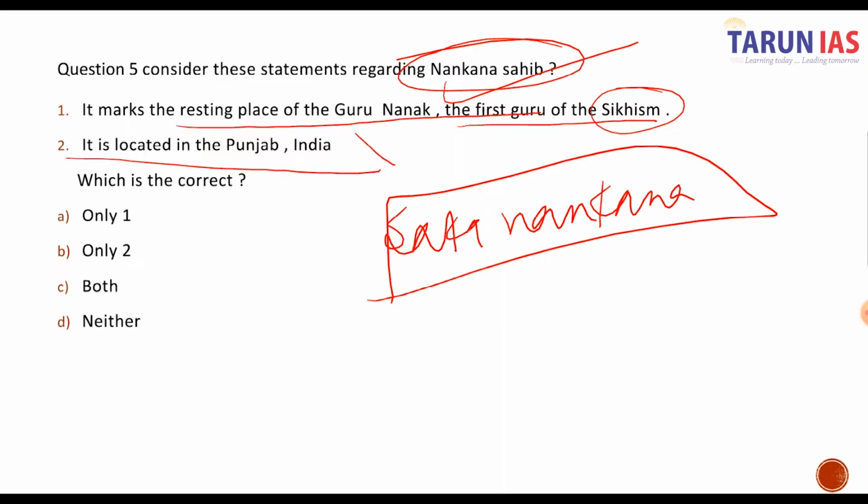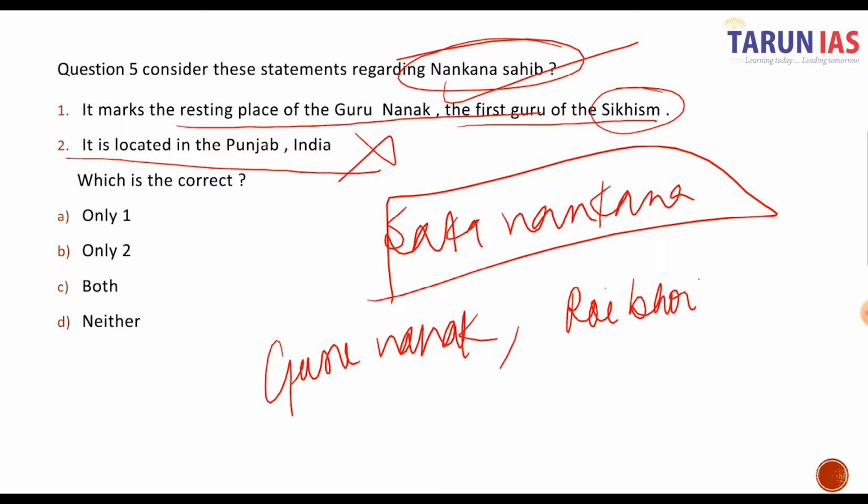See, both the statements here are incorrect. Now, why? Because Nankana Sahib is not the resting place. Resting place means the place where somebody had died or spent their last days. Nankana Sahib, in fact, is the place where the first Guru of Sikhism was born. That means where Guru Nanak was born. So we know that Guru Nanak was born in Rai Bhoi Talwandi.